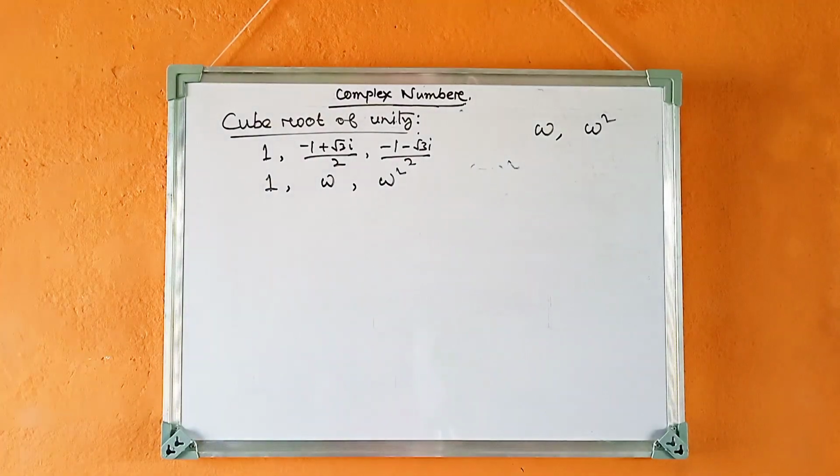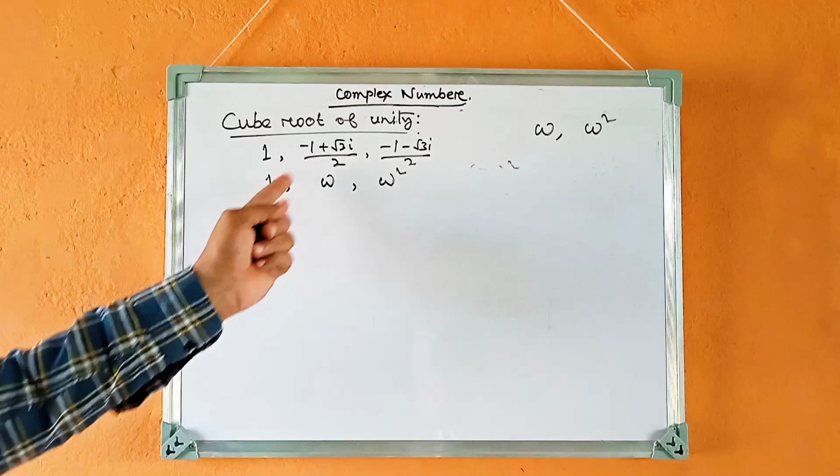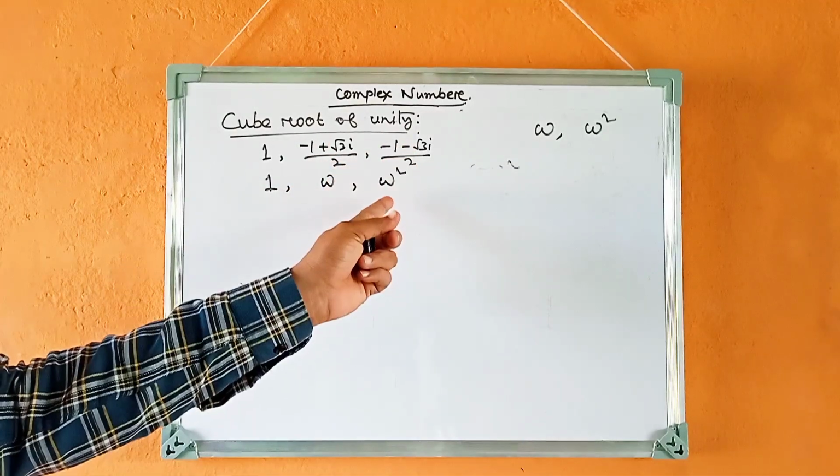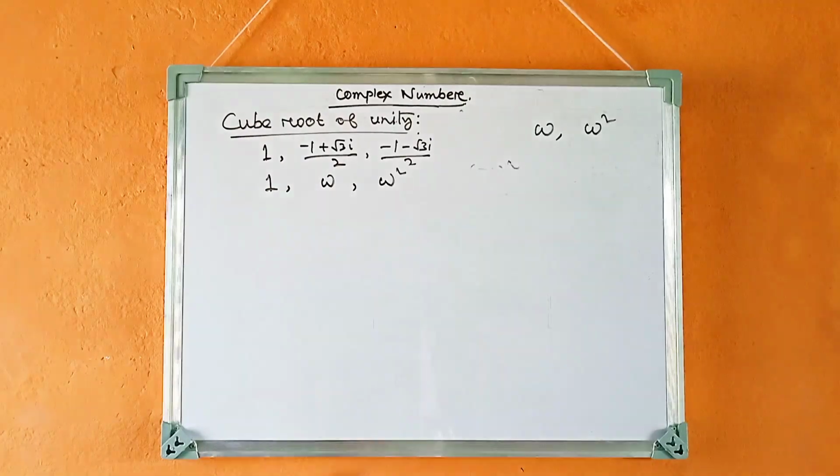All of you clear? Now come to the next property. It is clear that one of the non-real roots of unity is denoted by omega, then the other root is omega square. One root is real, and the non-real, complex roots we take as omega, then the third one is omega square. All of you clear?